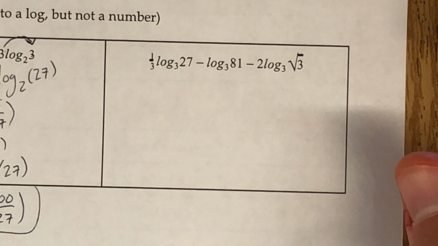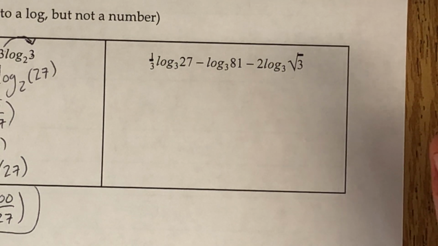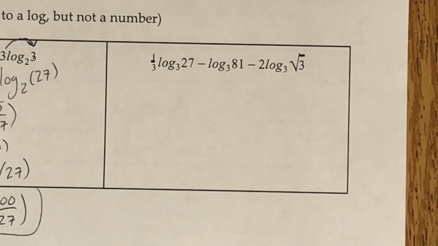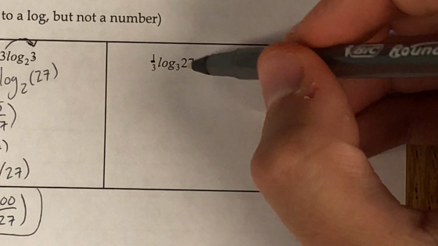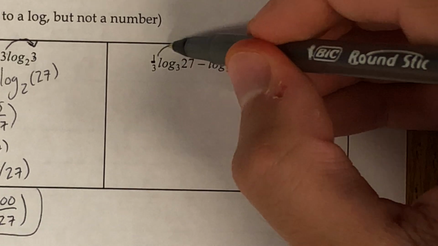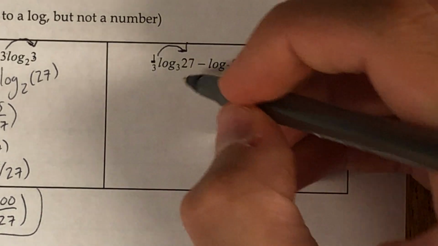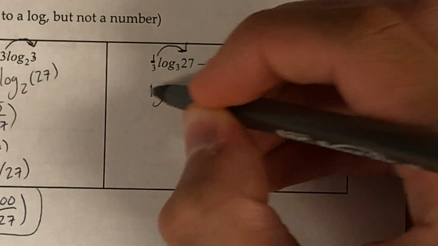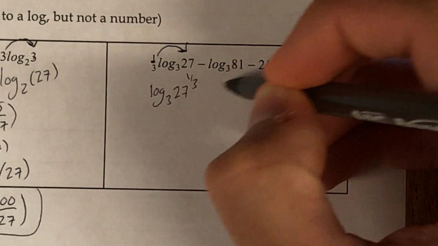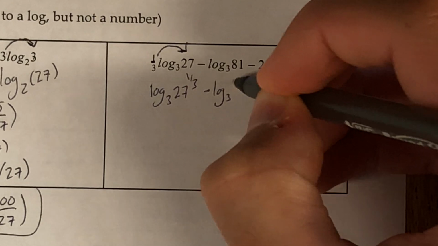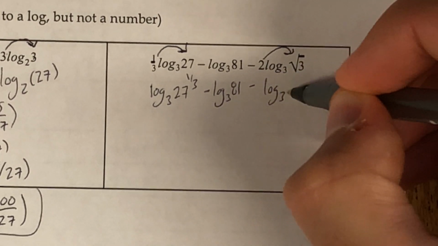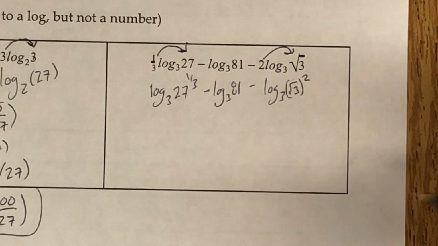Okay. And the last challenge problem, and then we've got kind of one last thing I want us to look through. Shouldn't take us too long. So here we've got 1/3 log base 3 of 27. So the first thing I'm seeing is we should probably bring that as an exponent. So 3 times log base 3 of 27 to the 1/3 minus log base 3 of 81 minus log base 3 of root 3 squared.